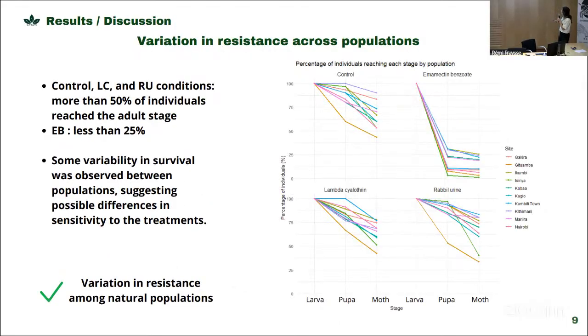And now we are looking at the percentage of individuals reaching each stage. And we can see that under Rabiturin, lambda-cyhalothrin, and control treatment, we have more than 50% of the individuals reaching the adult stage, with less than 25% under emamectin benzoate treatment, and up to 0% for certain populations. So even if we have the same patterns of resistance for the different populations, we do have some variation between them that needs to be analyzed closely.